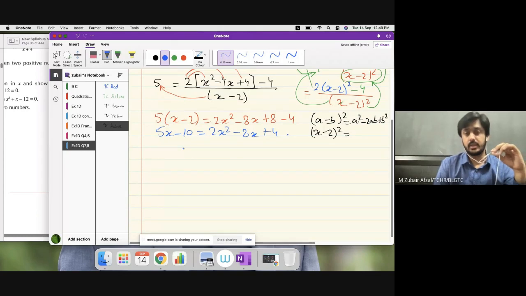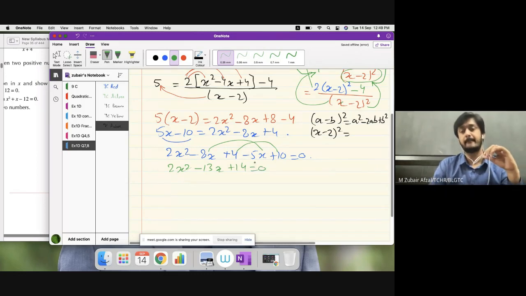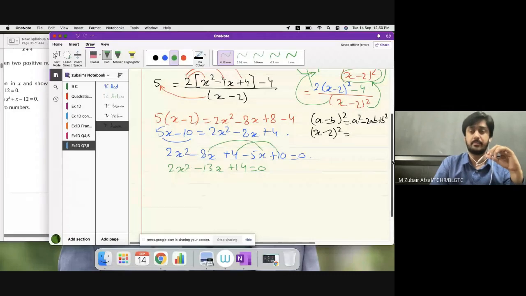And what are you left with? Then rearrange. 2x square minus 8x plus 4. Take these two numbers on the other side, minus 5x plus 10 equals 0. Simplifying 2x square, solve these two numbers. Minus 8 and minus 5 is minus 13x. 4 and 10 is 14. Now, which method will you choose? Out of the three: middle term breaking, completing the square, or the quadratic formula?